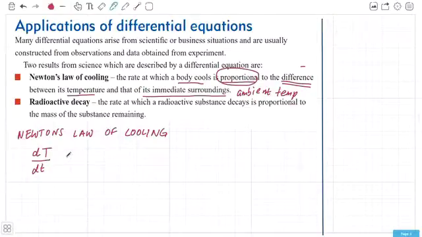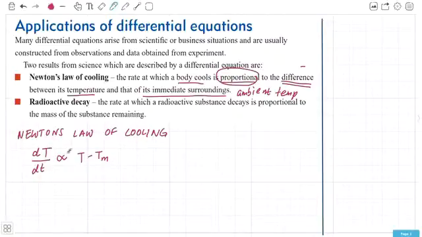So proportional, we use a little symbol, sort of looks like an infinity sign without the end closed off. Proportional to the difference between its temperature, so its temperature T, and that of its immediate surroundings. Generally we call that Tm for ambient temperature.